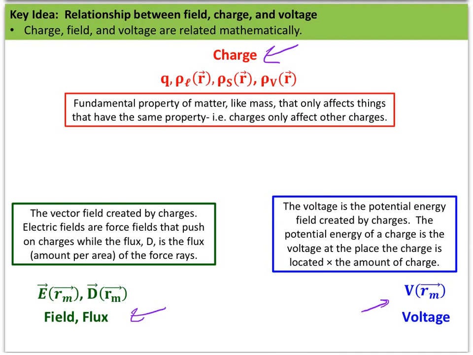Fields are vector fields that are created by charges. You can think of them as invisible force fields that push on other charges, and the flux D is the amount per unit area of the force rays. It turns out the voltage is simply the potential energy created by charges. It's a scalar field, and you can determine the energy from the voltage simply by multiplying the voltage by the amount of charge. So it essentially tells how much energy a charge will have in a scalar field.